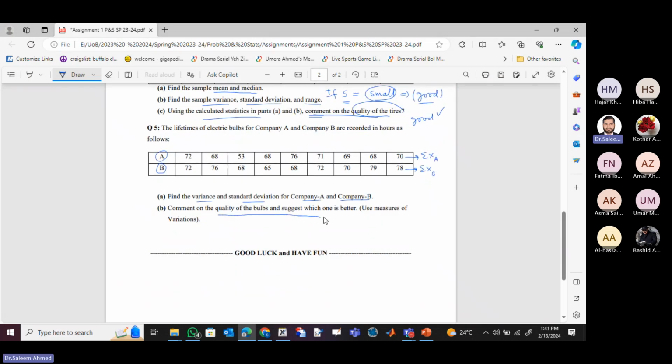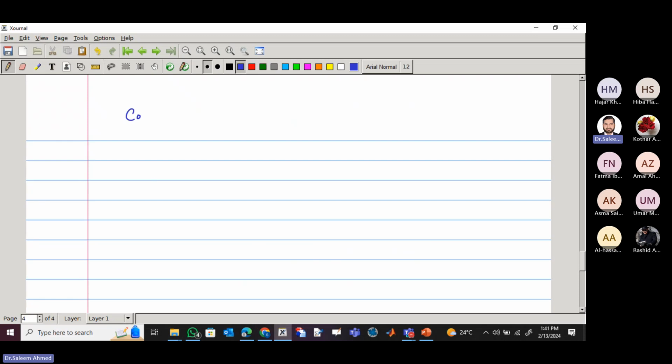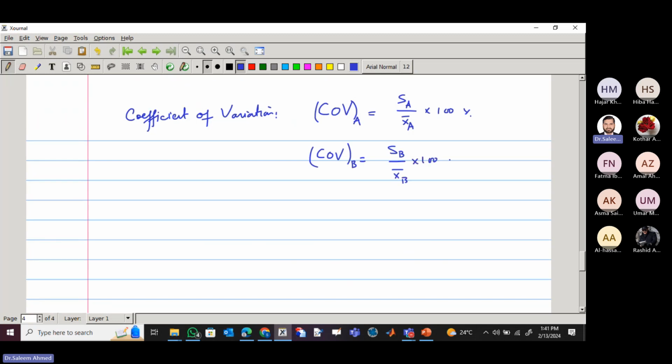Now he said, comment on the quality of the bulbs and suggest which one is better. And here it said use measures of variation. The measure of variation was called the coefficient of variation, COV, right? So COV for company A is S A over x bar A, multiplied by 100 and written in percentage. Then you will calculate the coefficient of variation for B, S B divided by x bar B, multiplied by 100%. Whichever is smaller is better.